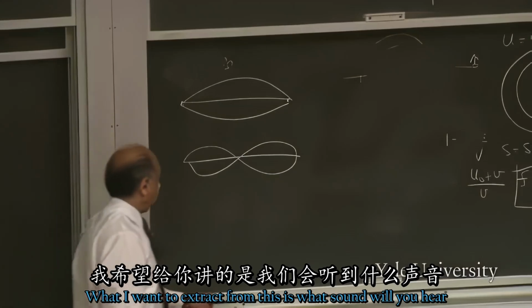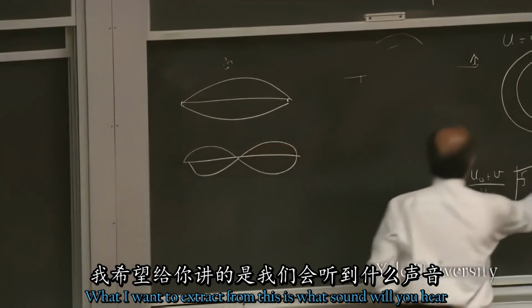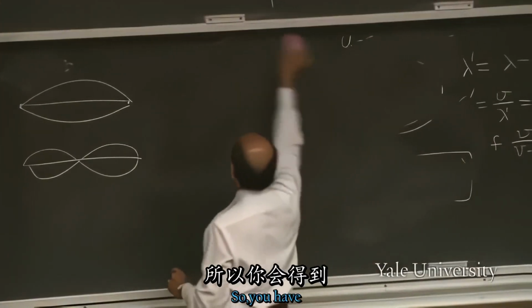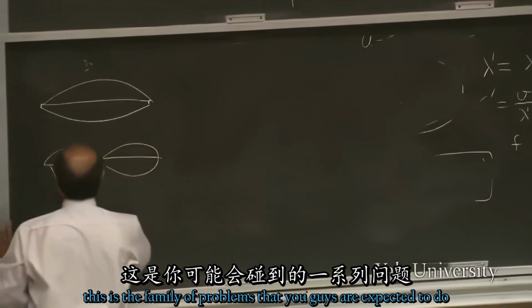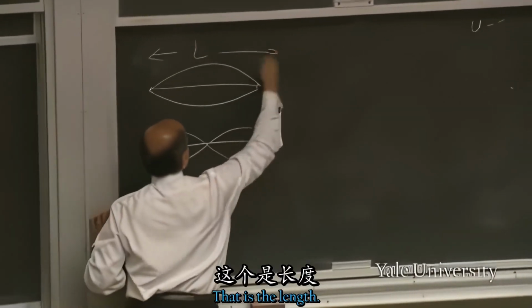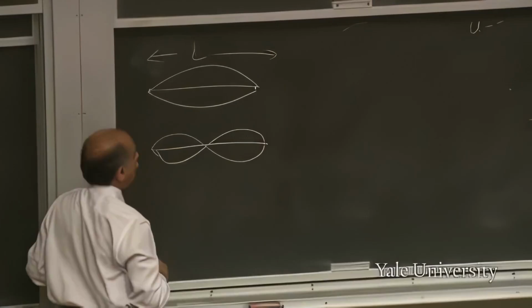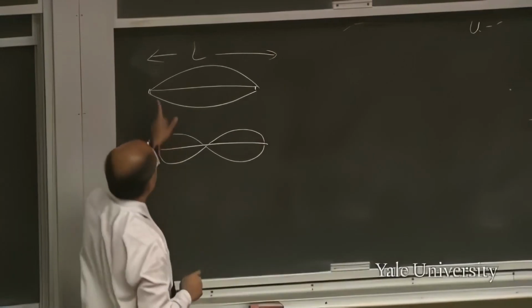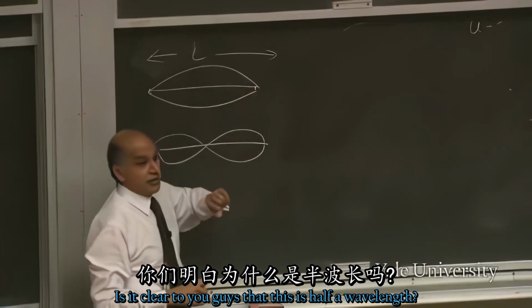What I want to extract from this is, what sound will you hear? What frequency will you hear? This is the family of problems that you guys are expected to do. So you have to think as follows. That is the length. How is the length related to the wavelength is all you've got to figure out. Is it clear to you guys that this is half a wavelength?